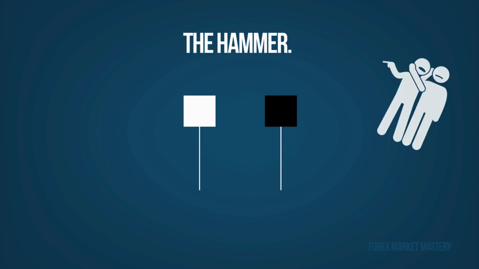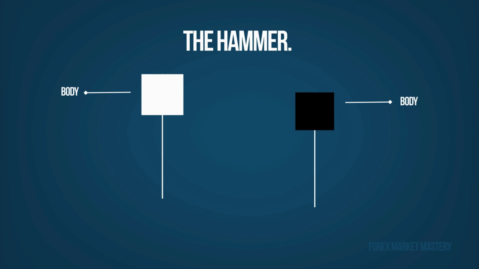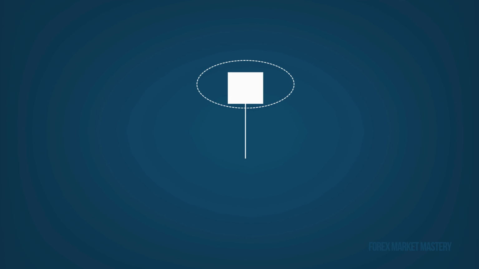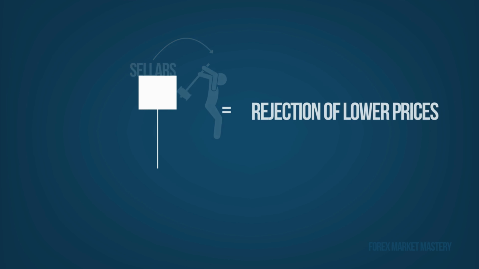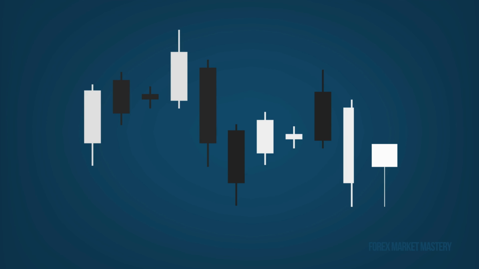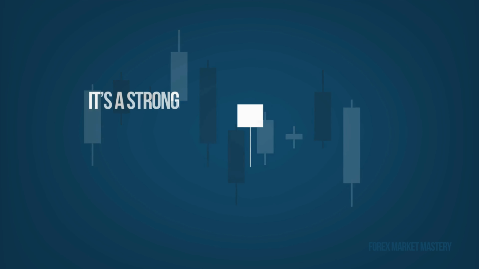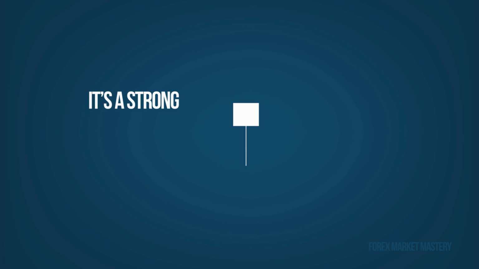For the hammer, this is one of my favorites. You've got a small body at the top and a long lower wick, at least twice the body size. What happened here? Sellers hammered price down aggressively, but buyers stepped in with such force they pushed it all the way back up. This shows rejection of lower prices. When you see this at a support level or after a downtrend, it's a strong bullish signal.